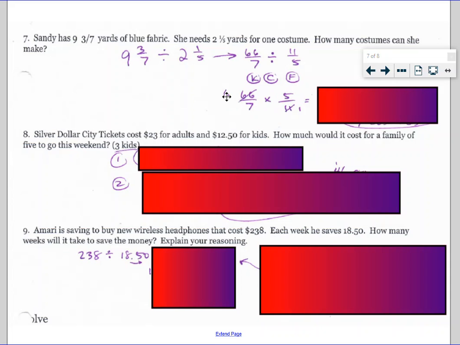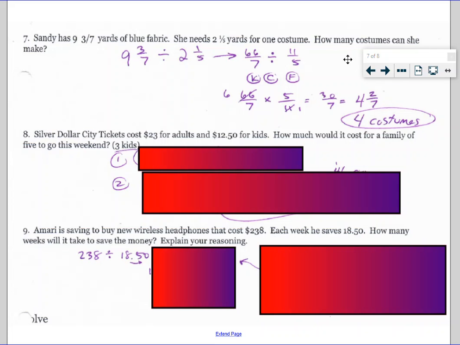And when I multiply across now, 6 times 5 is 30, and 7 times 1 is 7. So I end up with 30 over 7, which I changed back to a mixed number of 4 and 2/7. But you can't really have 2/7 of a costume, so we rounded this one down. 4 costumes is what we can make.